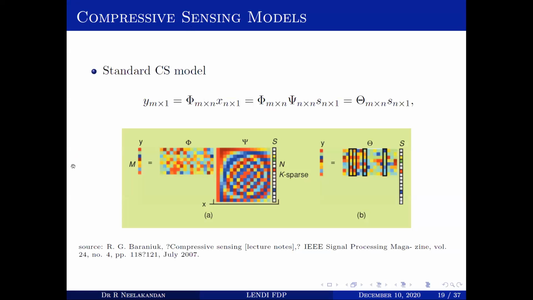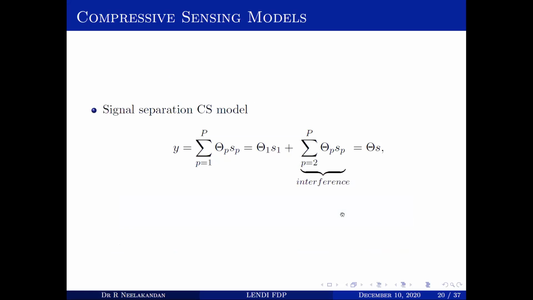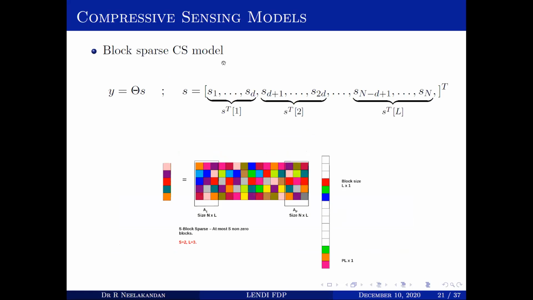Okay, so what are the different models we have? One is the standard CS model. I think I have told you these two cases. You have a sparse vector, you have a fat matrix. And another is the block sparse CS model. You have a big unknown vector, but the non-zero entries appear as clusters or blocks. That is called a block sparse vector.